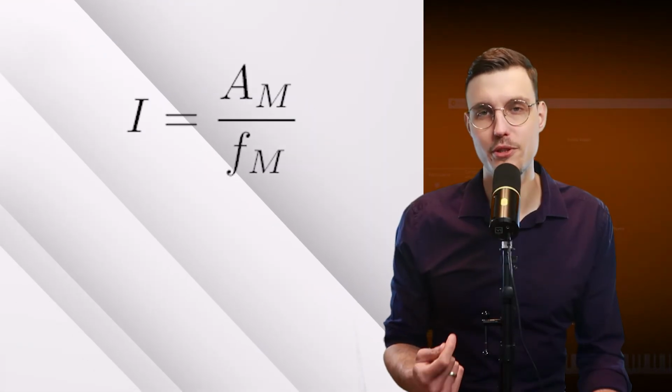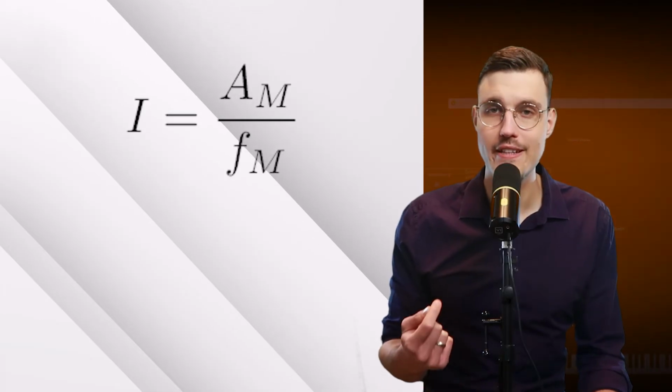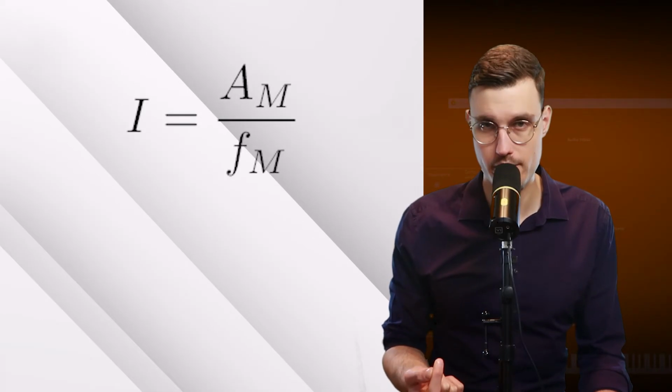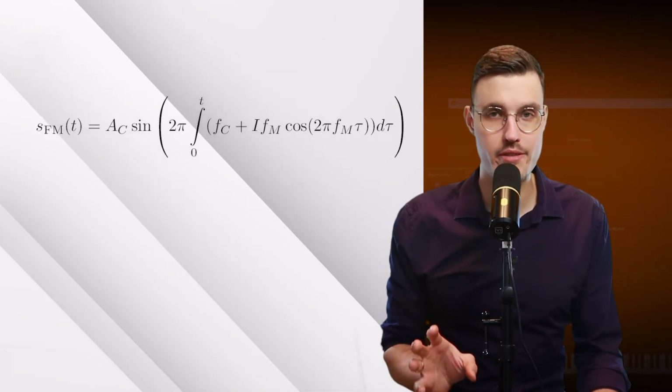Modulation index will change the modulation amplitude according to the current modulator frequency. The formula for the modulation index I is very simple. It's just the modulation amplitude divided by the modulation frequency. We can plug this formula into our simple FM equation.